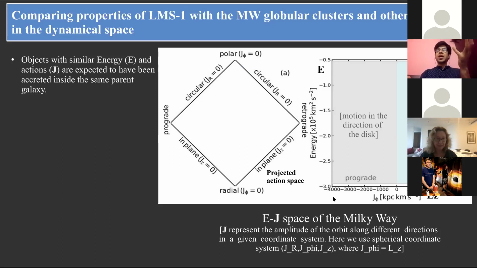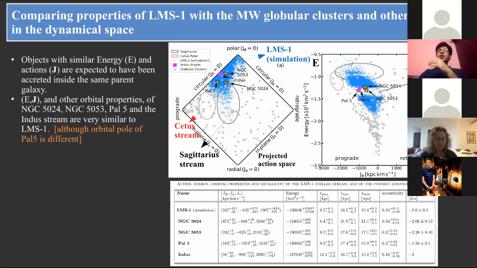Right, so now I'll flash some of the data points, the globular clusters of the Milky Way and the LMS1 stream as well, and we'll see that they cluster together, which all globular clusters cluster with the LMS1 objects. Right, so here is the same map. Here, the gray stars show you all the globular clusters of the Milky Way. The blue points show you the LMS1 simulation based on the best fit orbit of LMS1. And then you can see these three globular clusters, 5053, 5024, and PAL5, that strongly overlap with the LMS1 in the projected action space and also in the energy angular momentum space.